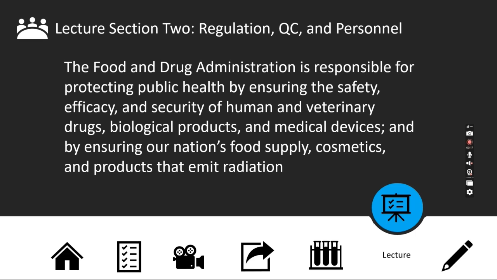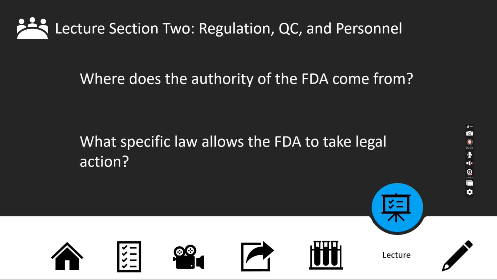So the mission statement of the Food and Drug Administration. The Food and Drug Administration is responsible for protecting the public health by ensuring the safety, efficacy, and security of human and veterinary drugs, biological products, and medical devices, and by ensuring our nation's food supply, cosmetics, and products that emit radiation. The authority of the FDA comes from the USC, or United States Code.